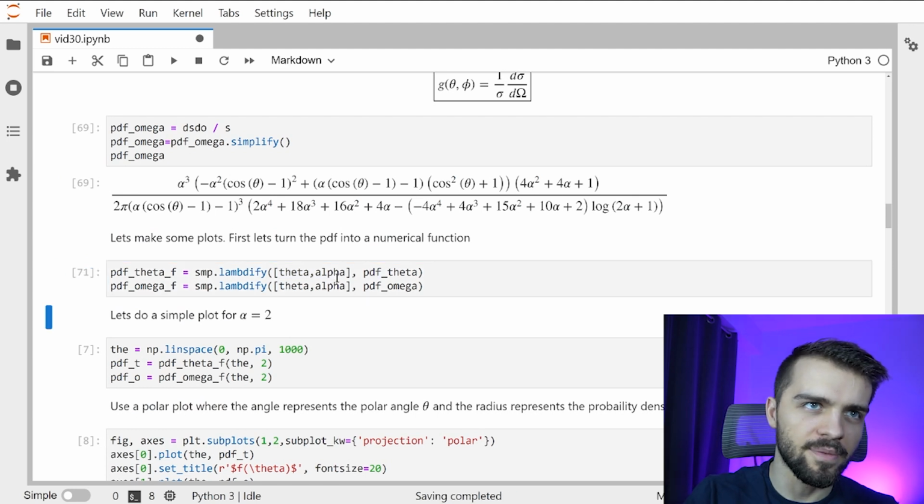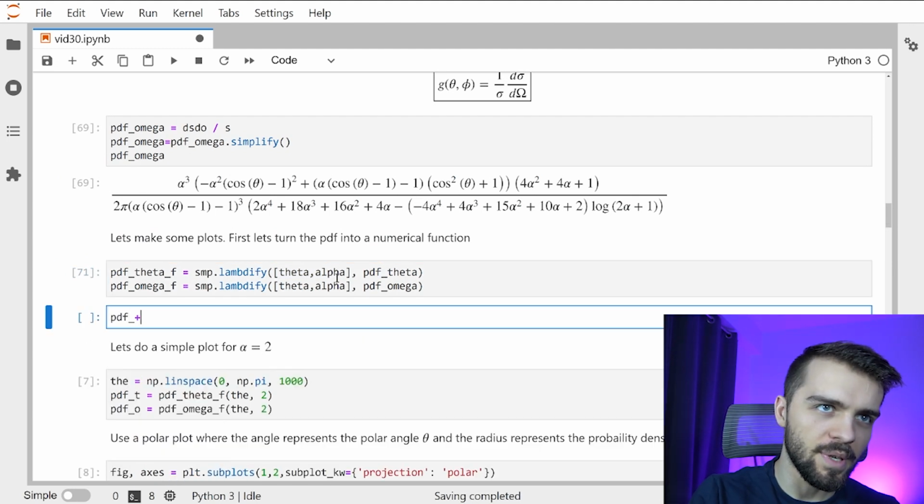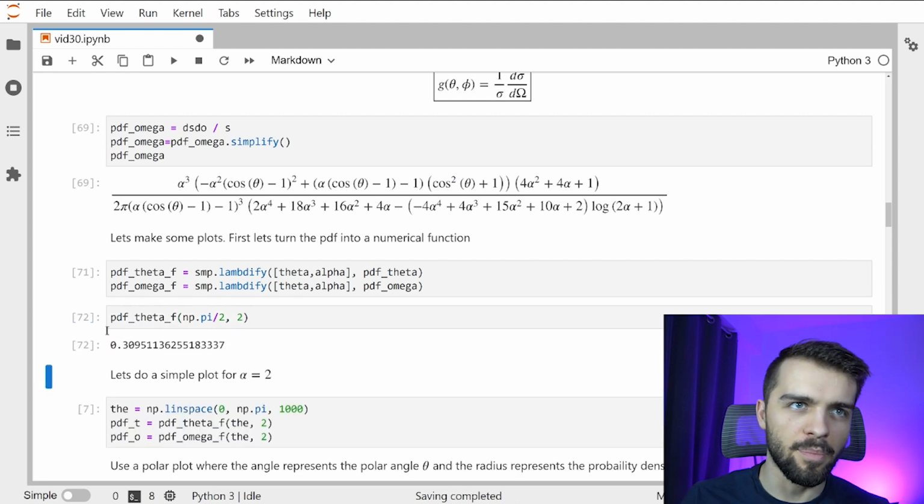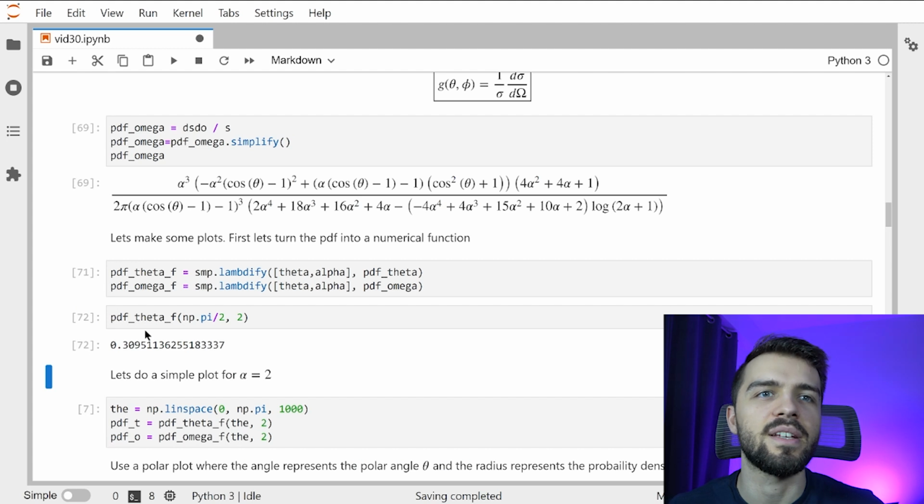So I have my functions here. And I can give them arbitrary arguments because they're numerical functions. So I can give theta equal to np.pi over 2, and alpha equal to 2, for example. And it will return a particular value. So that's my probability density function.